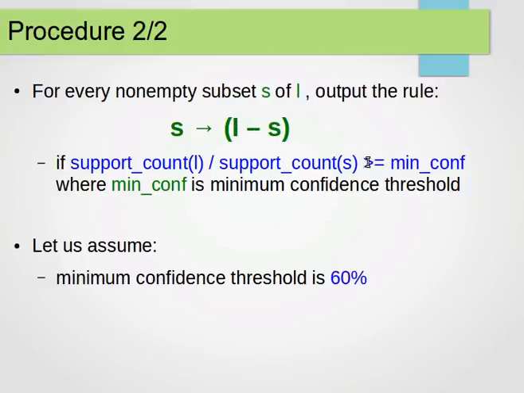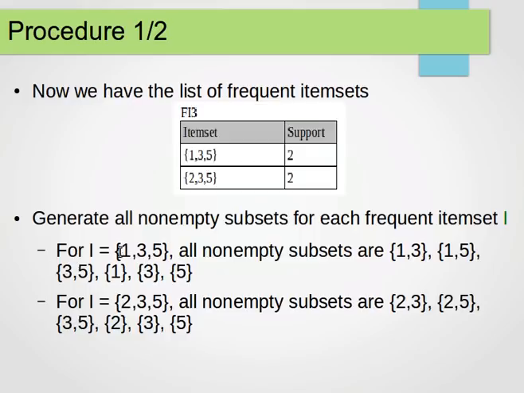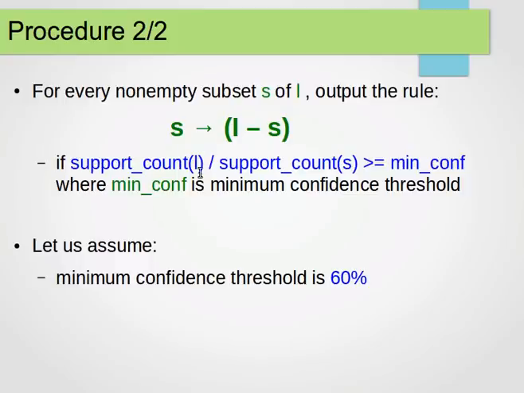That should be done if we have a condition: if the support count of I over the support count of S is larger than or equal to a minimum value for the confidence. We spoke about the confidence in the first video, so now we're properly using it, where the minimum confidence is the minimum confidence threshold. We output that rule if the support count for the item set I over the support count of the subset S is larger than or equal to the minimum confidence. Now in our example, let's assume that the minimum confidence threshold is 60%. Let's take this item set as an example. We'll break it down to all its non-empty subsets, plug them in here with the minimum confidence value of 60%, and see which rules we get.